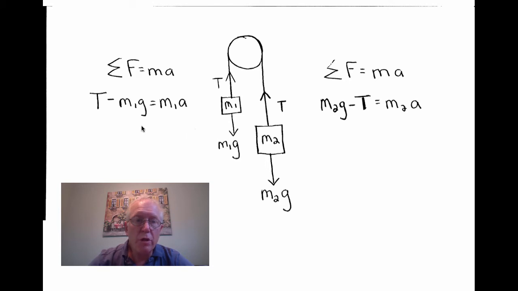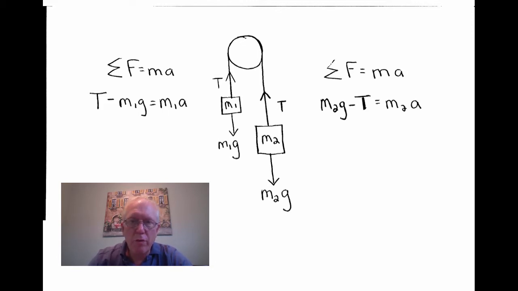Similarly, I will do that for mass number 1. Mass number 1 here also has Newton's second law applied to it. And this time the tension is bigger, pulling it up, so the tension minus the weight is going to be mass number 1 multiplied by its acceleration. All right, presumably I would know what mass number 1 and mass number 2 are, but here I have a very generalized formula of what's going on.